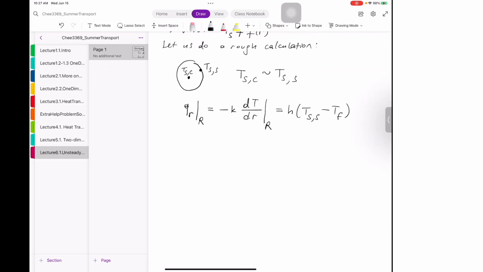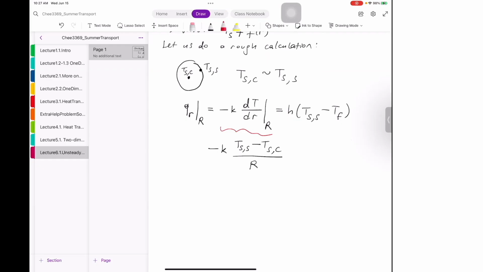And let's do an order of magnitude estimation here, a very rough one. So I can basically approximate this thing as minus k. Instead of the derivative, I can use differences. The dT/dr is going to be on the order of Ts,S minus Ts,C divided by R. Okay.